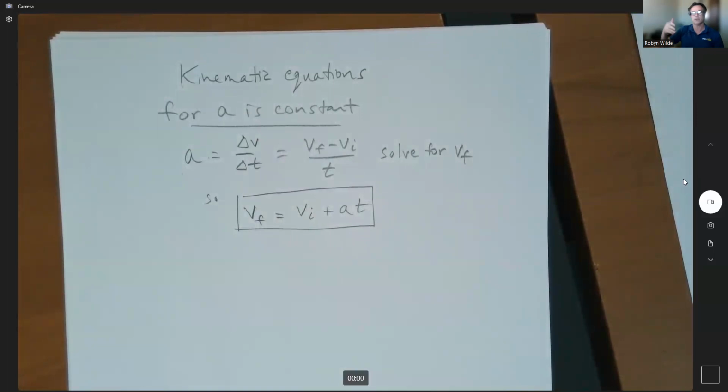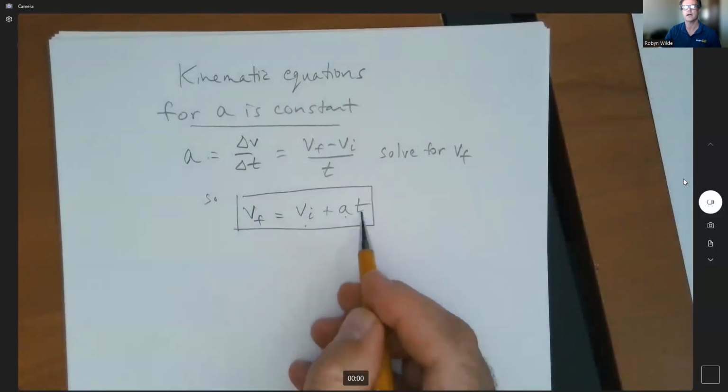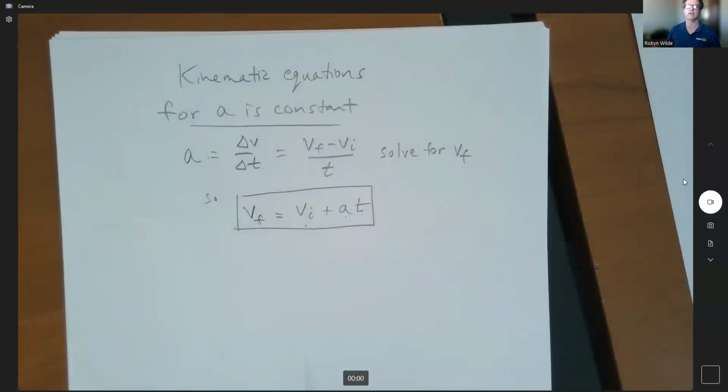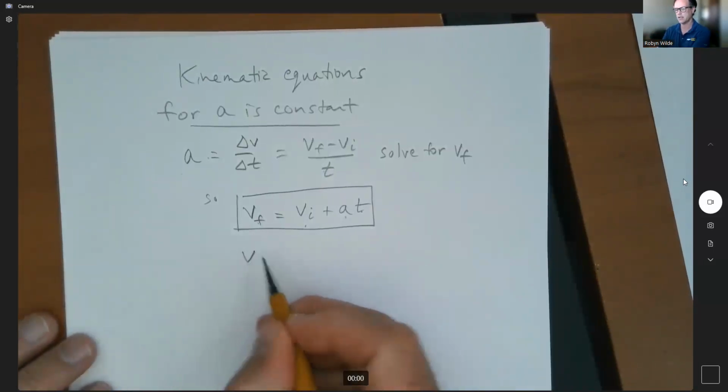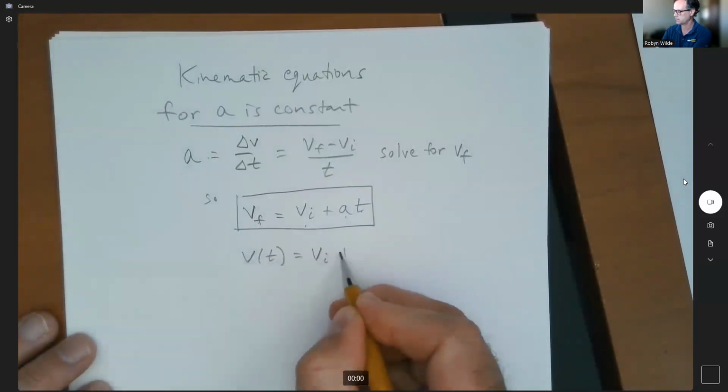And it tells us, okay, let's say I know 3 quantities: initial velocity, acceleration, and time. I can tell you what the final velocity is. Now, by final velocity, what I mean is whatever velocity at that time I'm looking at, right? Whatever time I choose. So really, I could write this as v of t is equal to v initial plus at.